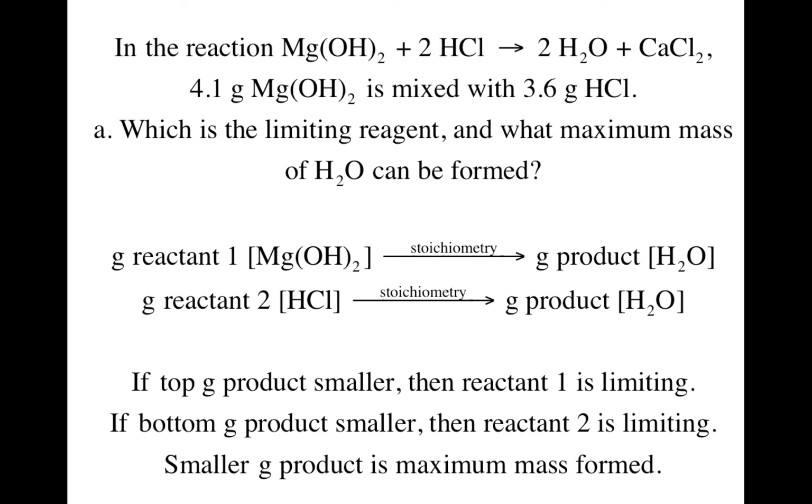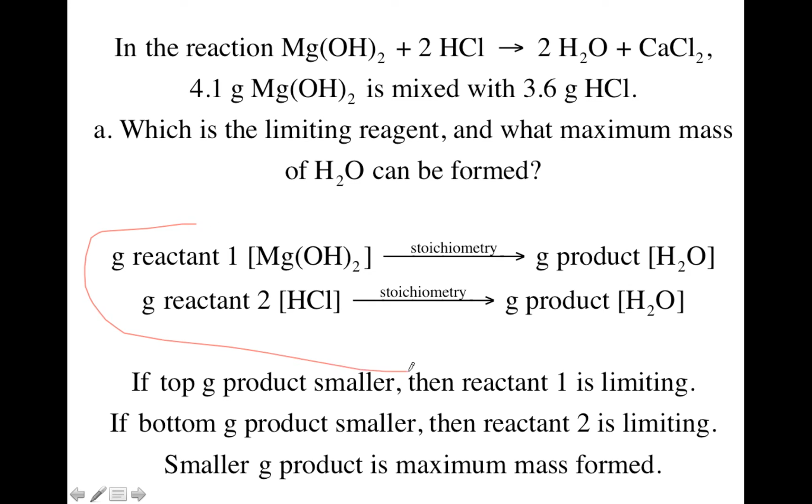So I'm going to go through an example that you're likely to see for a limiting reactant problem. It gives you a reaction, and they tell you the amounts of the 2 chemicals you mixed, but notice in this case they told you the amounts in grams. So question A, which is the limiting reagent, and what maximum mass of H2O can be formed in the reaction if you mix these amounts of each chemical?